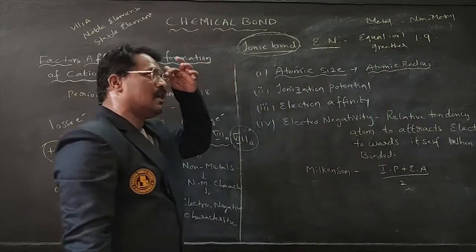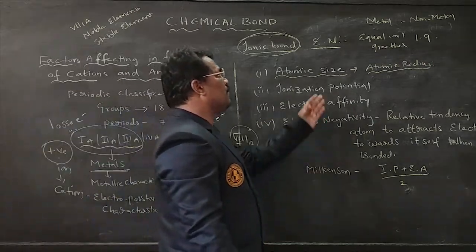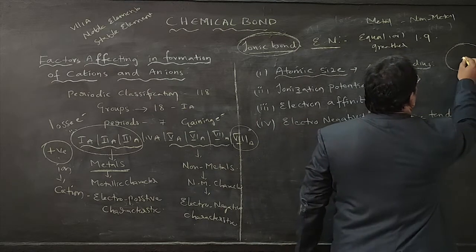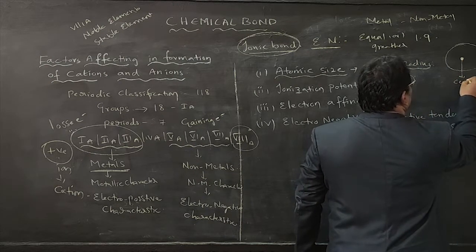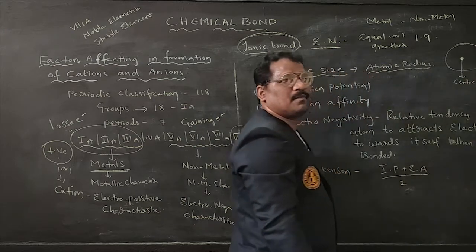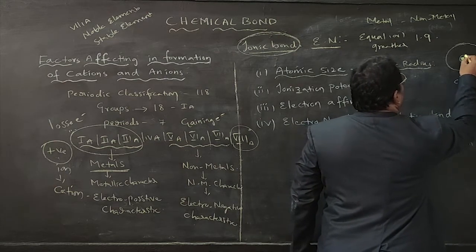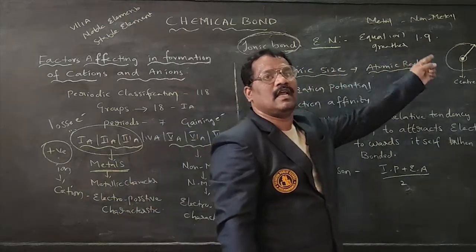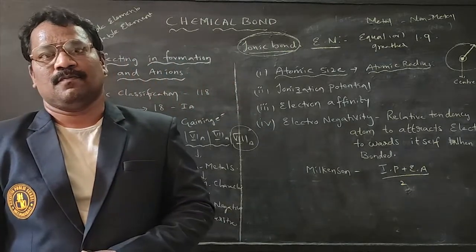What is this atomic radius called as? What does it define? If you go for atomic radius, I am drawing a structure here. This is, for example, an atom. The nucleus is existing, this is the center of the nucleus, and this is the valence shell, we suppose. The distance from the center of the nucleus to that of the valence shell is called as atomic radius.